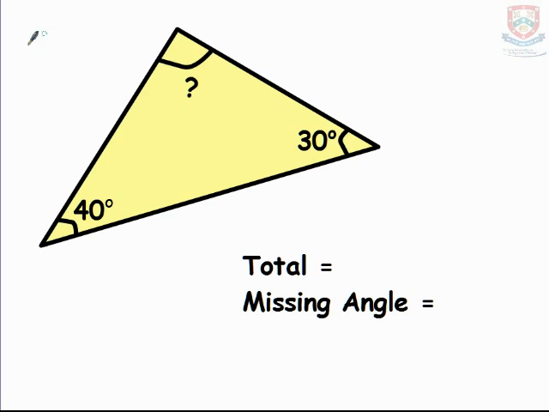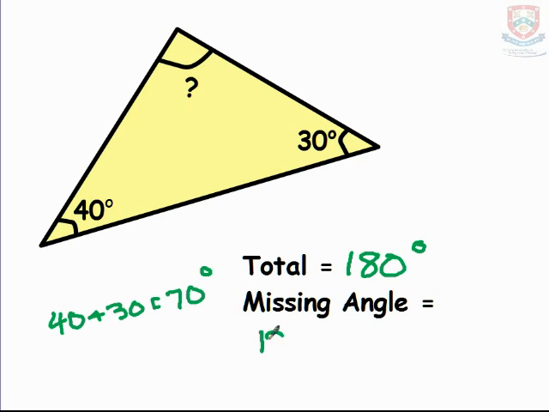If you're given two angles in a triangle and asked to find the missing one, all you need to remember is that they have to add up to 180 degrees in a triangle. So how do we use that fact to find this missing value? Well, we know that the two angles here add up to 70, because 40 add 30 equals 70 degrees. So to find this missing angle, obviously whatever is left over from this 70 degrees must be the value of this angle.